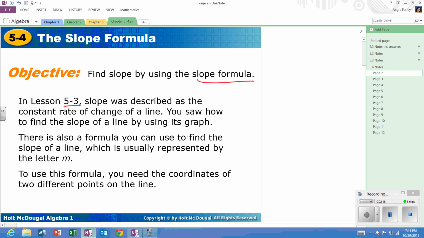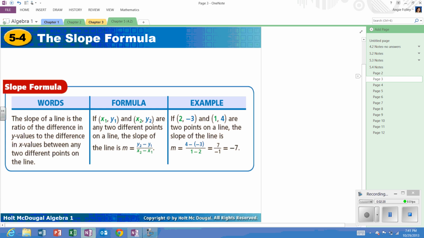But there's also a formula we can use to find the slope of a line, and it's usually represented by the letter m. So if you see the letter m, they're referring to the slope. And to use this formula, we need to use the coordinates of two different points. So in words, the slope of a line is the ratio of the difference in y values to the difference in the x values between any 2 points. Remember, a ratio is like a fraction.